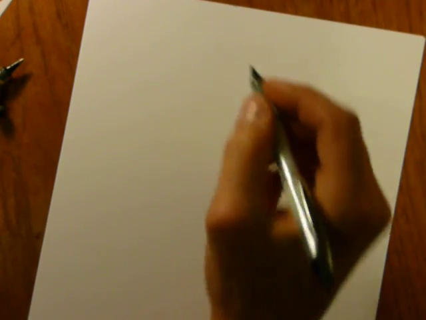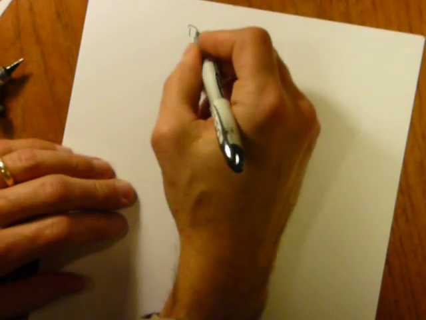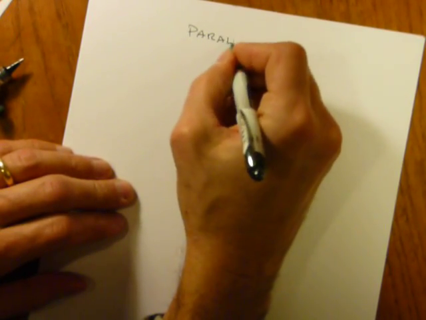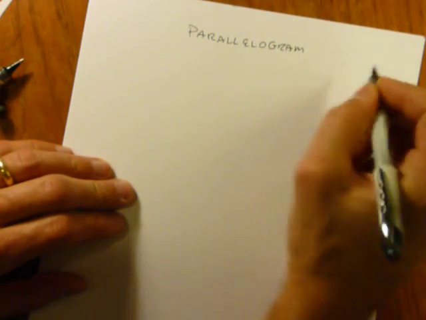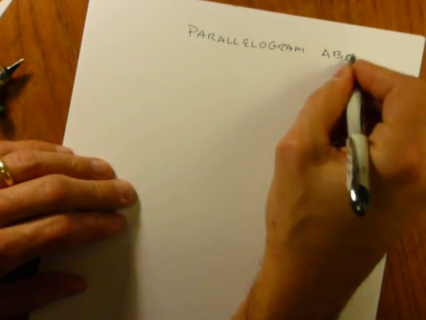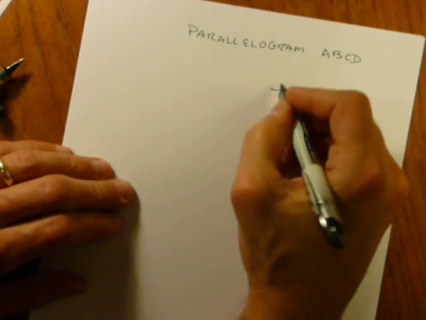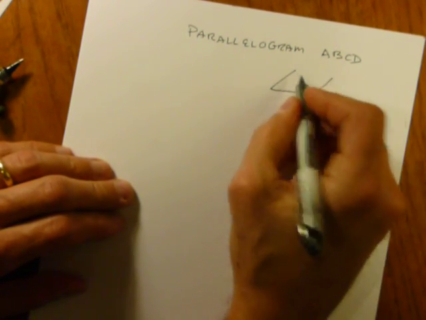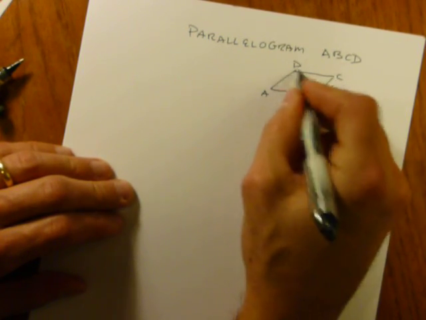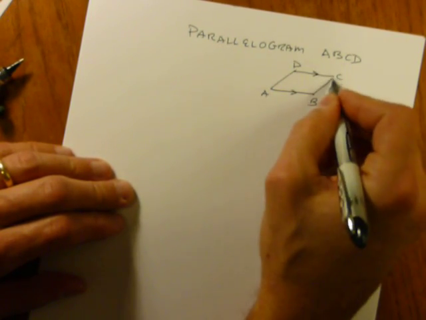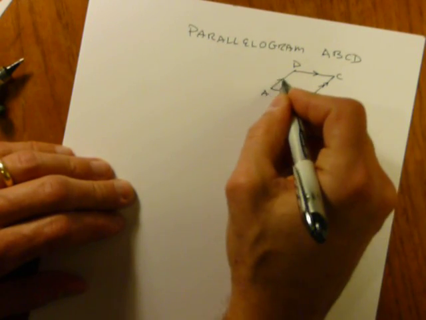So today I'm going to construct a parallelogram. Let me see if I can write it. Parallelogram ABCD. And my parallelogram is going to look something like that. A, B, C, D. Now I promise you what I end up with isn't actually going to look like that, but you get the idea.